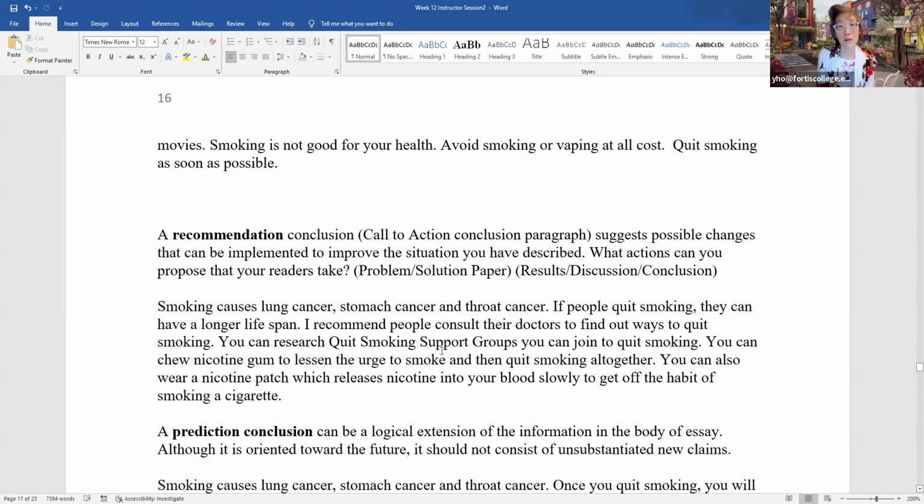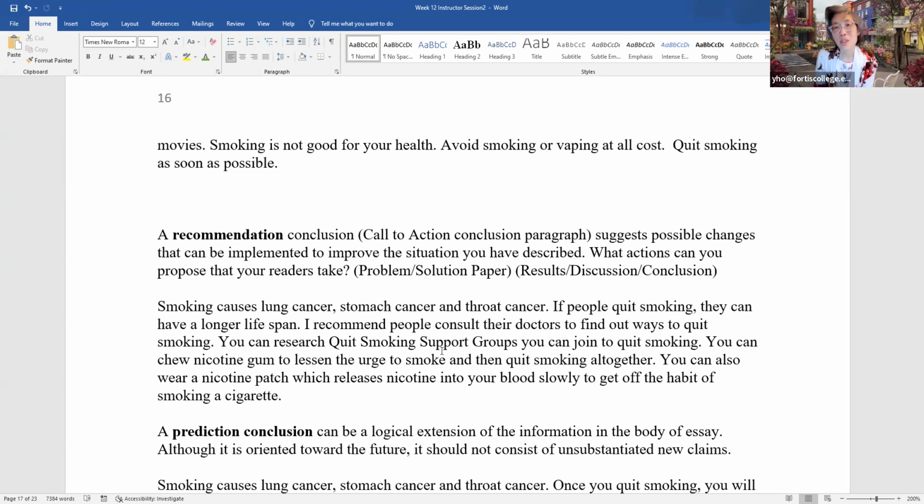Another kind of conclusion paragraph that I just mentioned is known as the recommendation conclusion paragraph, or the call to action conclusion paragraph, where you suggest possible changes that can be implemented to improve the situation. Okay, and so what actions can you propose that the readers take to improve their lives? A call to action conclusion is used all the time in business writing, as Anil can attest to, because you want to buy that person's product, right? Get off your couch, go to the store, and buy my product because it's the best. And so that's used a lot, and also in problem solution papers and research proposals, where they want you to hire that person, or they want you to use that vaccine because that vaccine is safe, or that treatment.